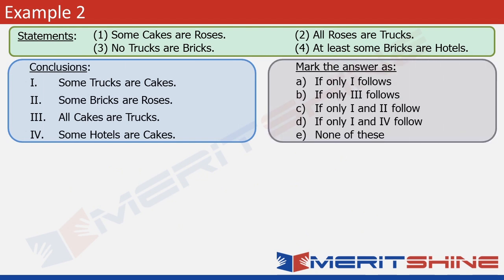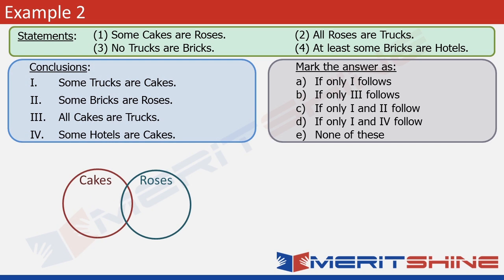This is it. Let's start with the statements now. 1. Some cakes are roses. So let's draw cakes first. Now the roses. So it's a partial overlap. Now statement 2 says all roses are trucks. So let's draw something like this. So we can see that all the roses are contained within trucks.